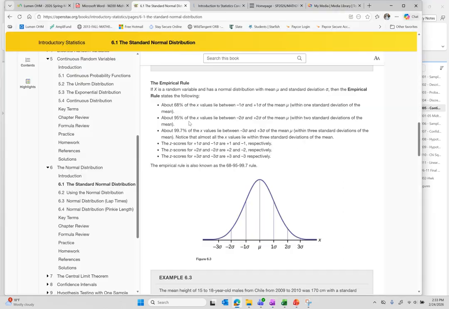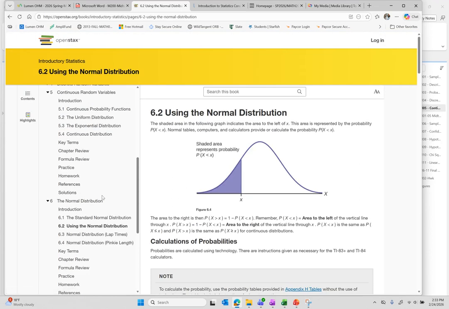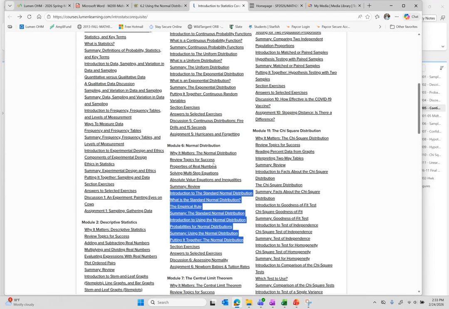For reference, you can find this section in the Introductory Statistics book by OpenStax, in section 6.2, Using the Normal Distribution, and in the Lumen Introductory Statistics with Corequisite course, in module 6, Introduction to Using the Normal Distribution, Probabilities, and the Summary.